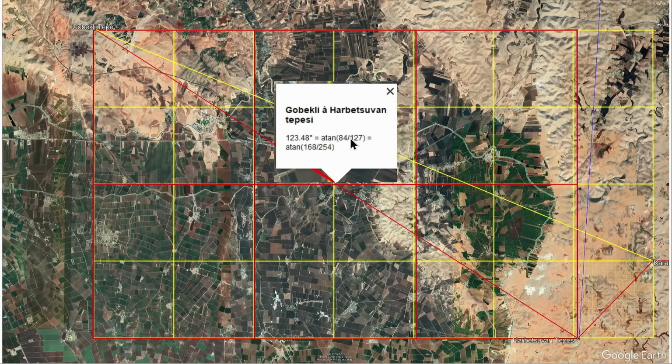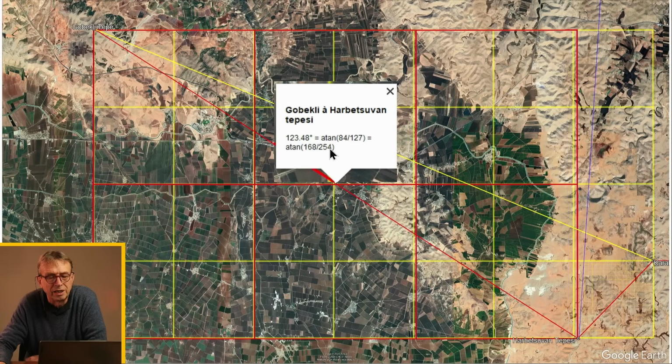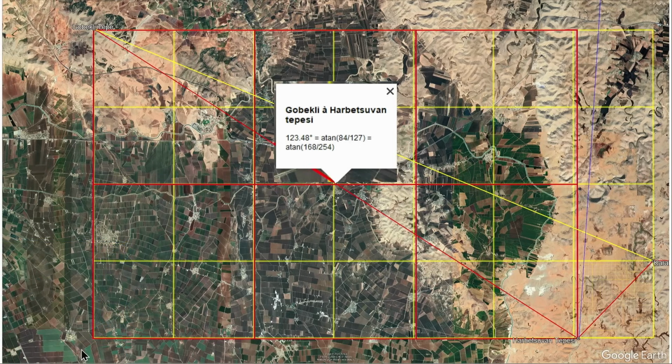That gives me a ratio, a tangent of 84 over 127, which can be doubled to 168 over 254. Basically, I have 84 units north-south and 127 units east-west, okay, to get this specific angle in this direction.